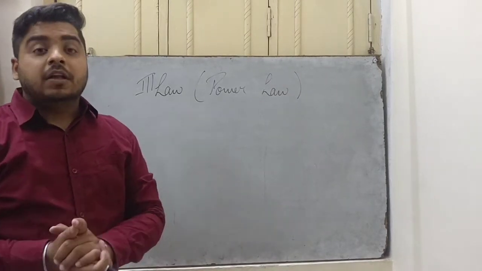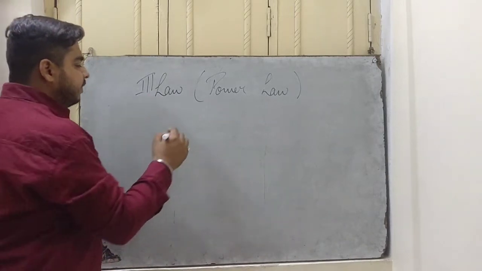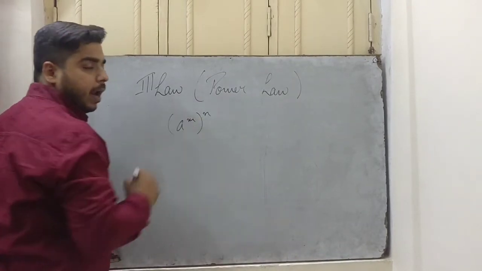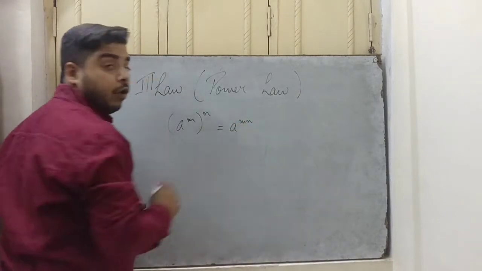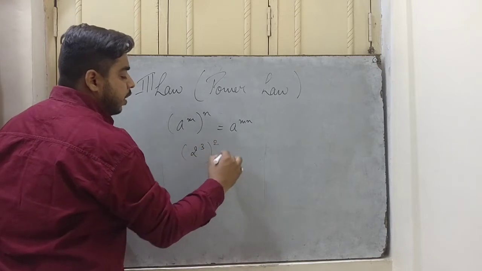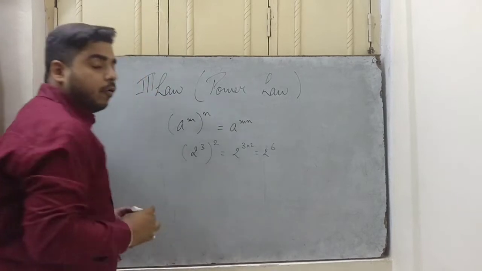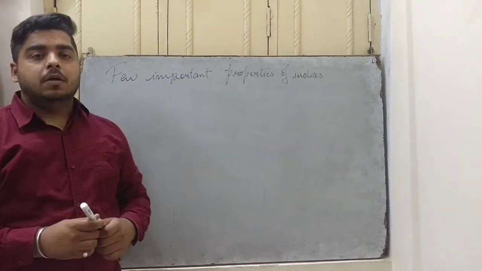Now, the last law is also known as the power law. It states that if a power is already there inside the bracket and a power is also there outside the bracket, in that case the powers multiply with each other. For example, 2 to the power 3, the whole to the power 2, is written as 2 to the power 3 into 2, that means 2 to the power 6. So these are the three important laws of indices.